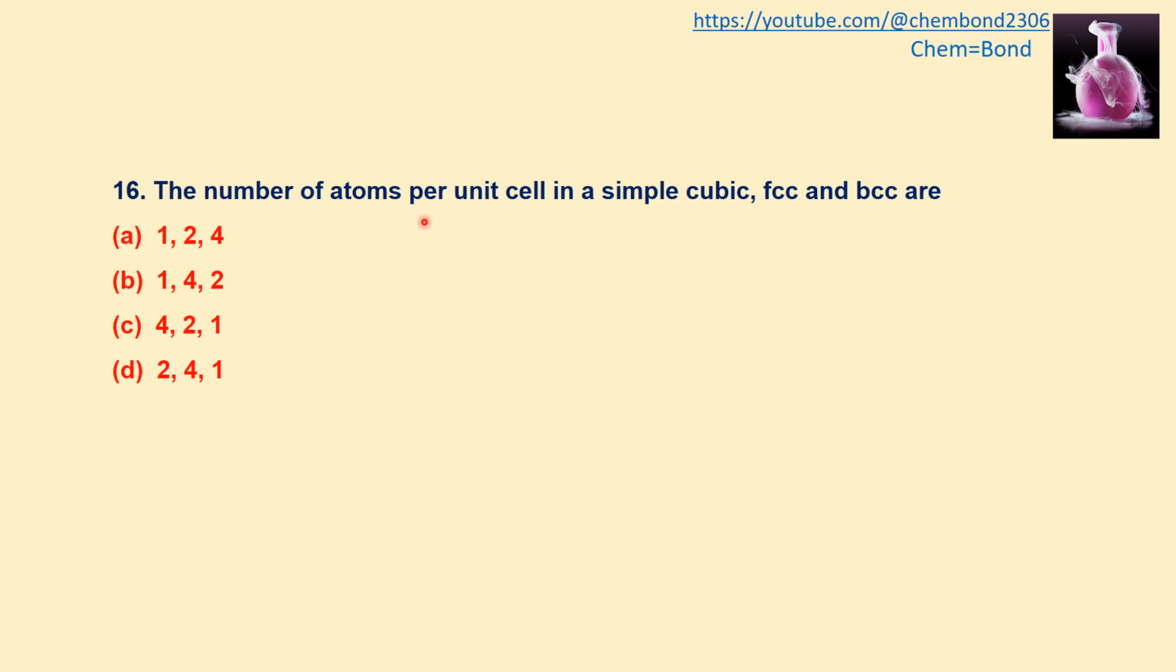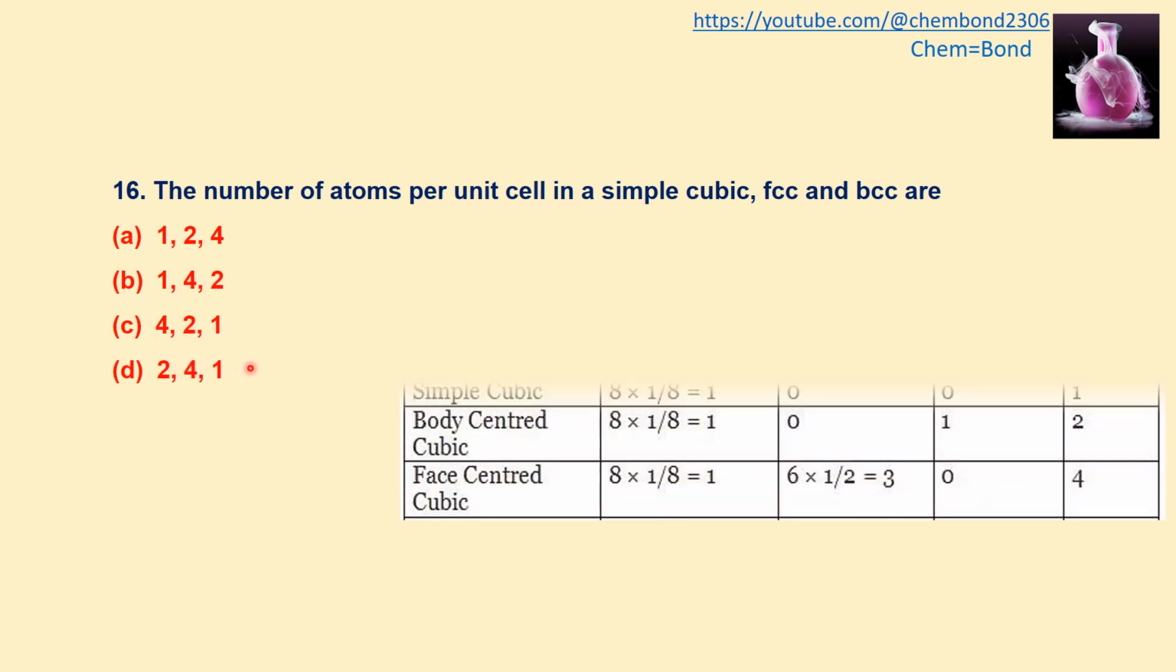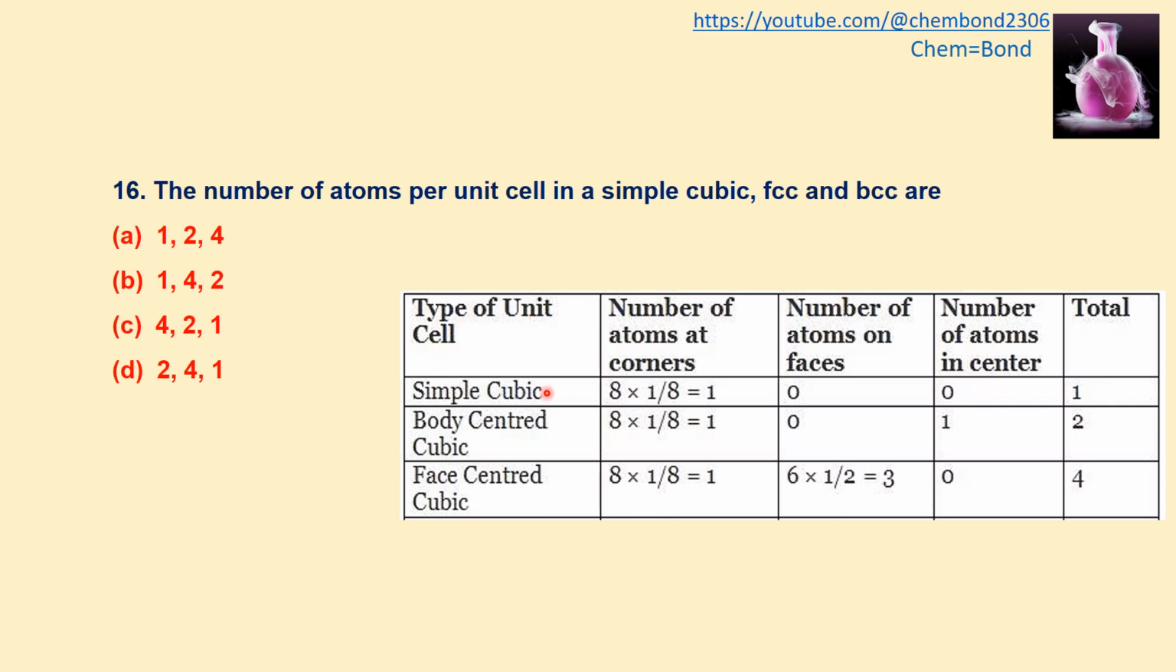The number of atoms per unit cell of simple cubic, face centered cubic and body centered cubic are given in options. The same table of information will be used. In simple cubic, body centered cubic and face centered cubic, the number of atoms present in simple cubic is 1, body centered cubic is 2 and face centered cubic is 4.